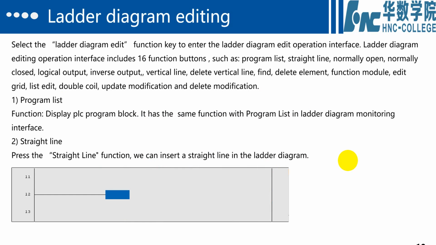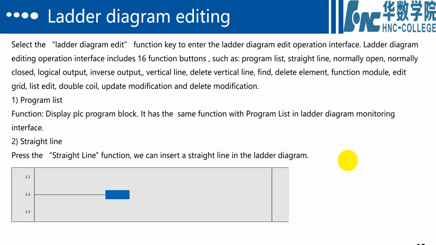Then I will introduce how to edit the ladder diagram. Select the ladder diagram edit function key to enter the ladder diagram edit operation interface. This interface includes 16 function buttons, such as program list, straight line, normally open, normally closed, logical output, inverse output, vertical line, delete vertical line, find, delete element, function module, edit grade, list edit, double coil, update modification, and delete modification. Let's introduce one by one.